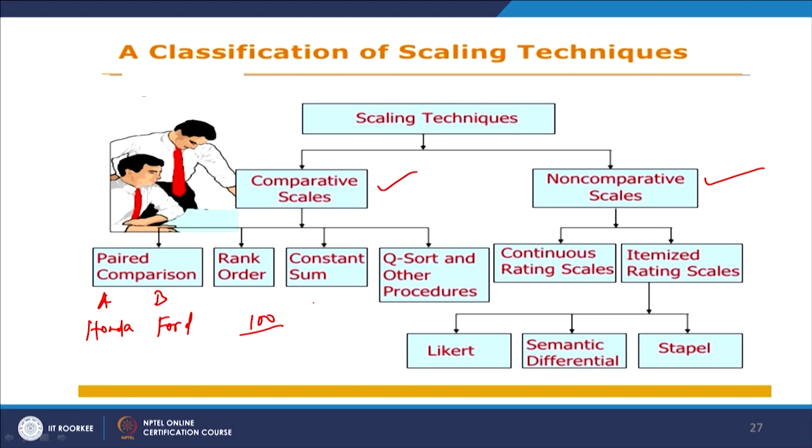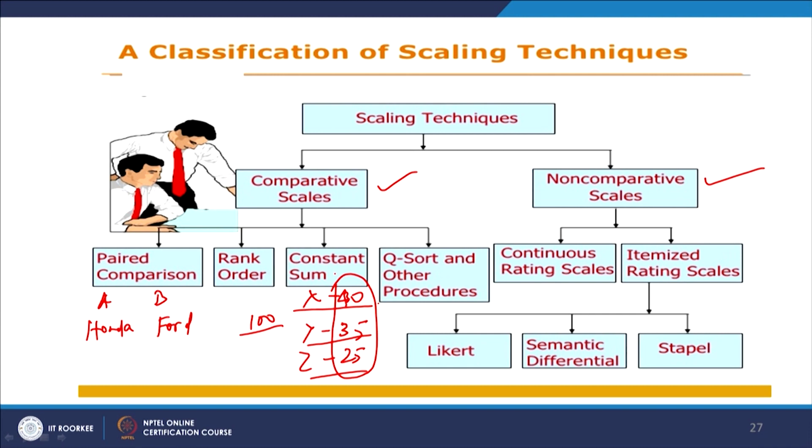By allocating a certain amount of resource to a particular brand, one can infer the value placed on that brand. So let us say X, Y, Z, and somebody places 40, 35, 25. That means one can understand that X is 40, Y is 35, Z is 25. So this constant sum of 100 has been broken into X, Y, Z. This is how you understand it.